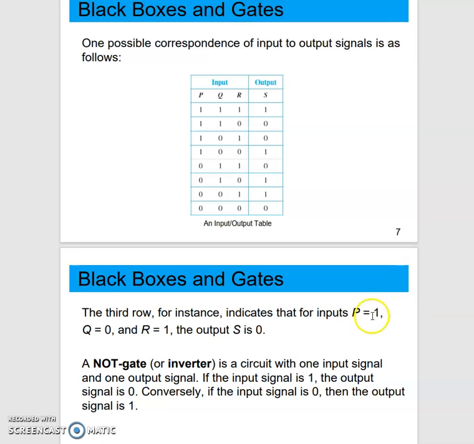So here, let's say we want to know what is the output when P is 1, Q is 0, and R is 1. I would just find that. It's the third row. And I would see here that the output S is 0.